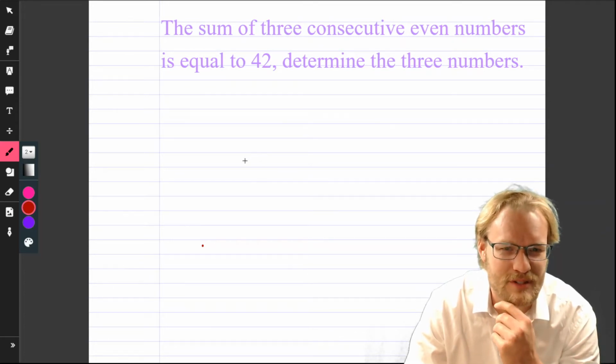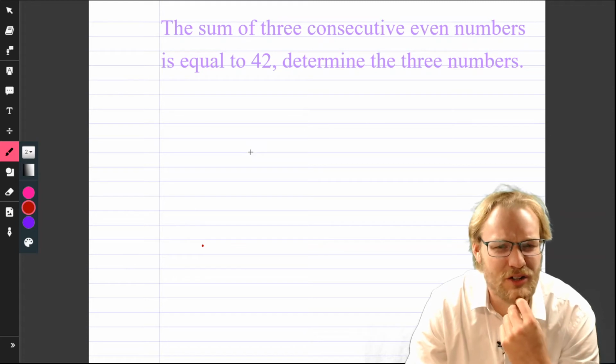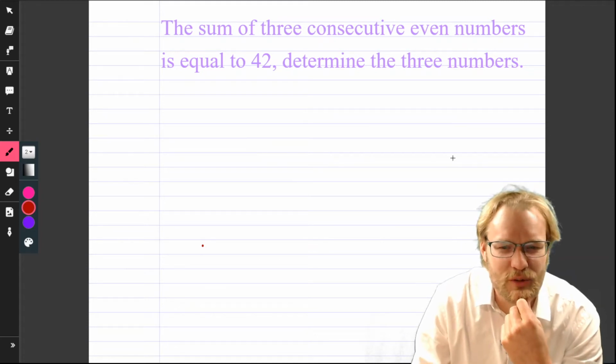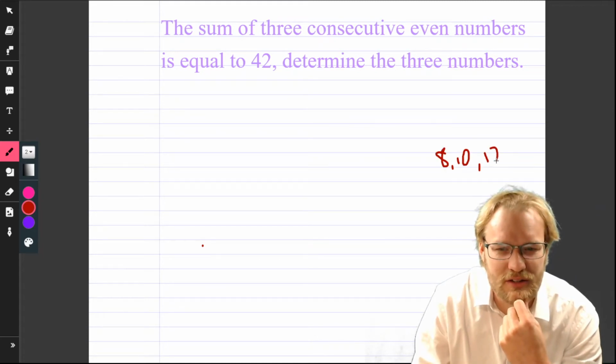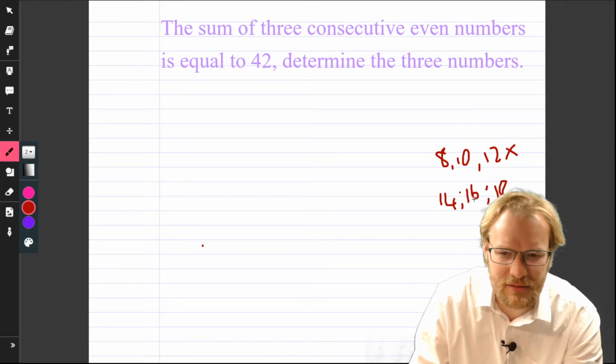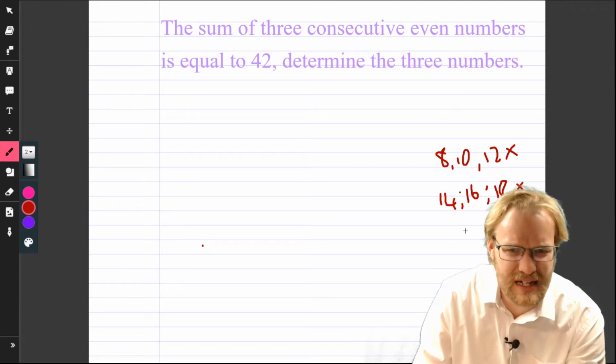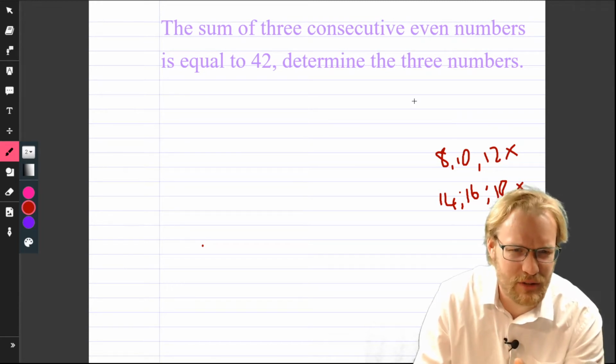Determine the 3 numbers. And you know, you're thinking, okay, let's just try some small enough. So what about 8, 10, and 12? So you go there, 3 numbers, even numbers. 8 plus 10, 18 plus 12 is 30. Nope, so everything should be a bit bigger. Let's go 14, 16, 18. That's 30, that's 48. That's a little bit too high. And that's kind of vaguely valid because it's quite small.